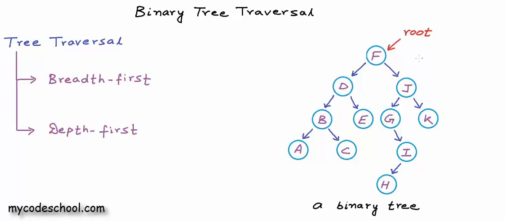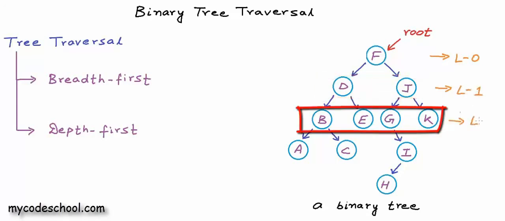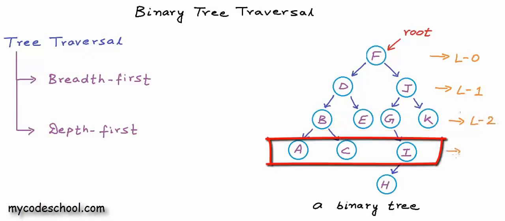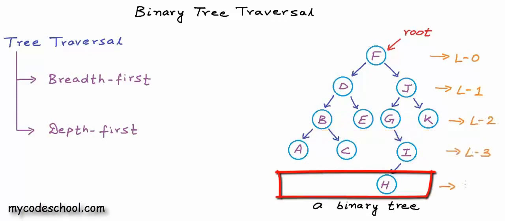In this binary tree that I'm showing here, this node with value F, which is the root node, is at level 0. I'm writing L0 here for level 0. Depth of a node is defined as the number of edges in the path from root to that node. A root node would have depth 0. These two nodes D and J are at depth 1. So we can say that these nodes are at level 1. Now these four nodes are at level 2. These three nodes are at level 3. And finally this node with value H is at level 4.